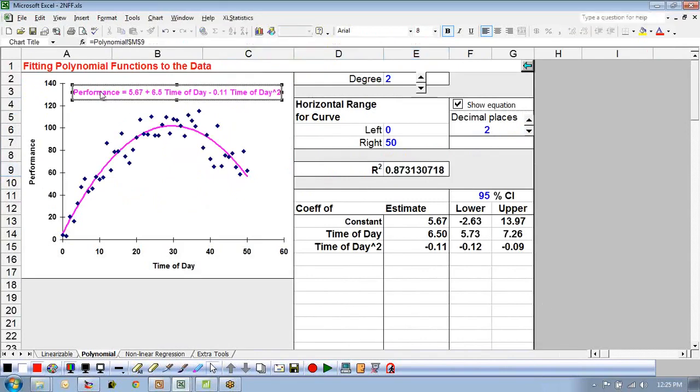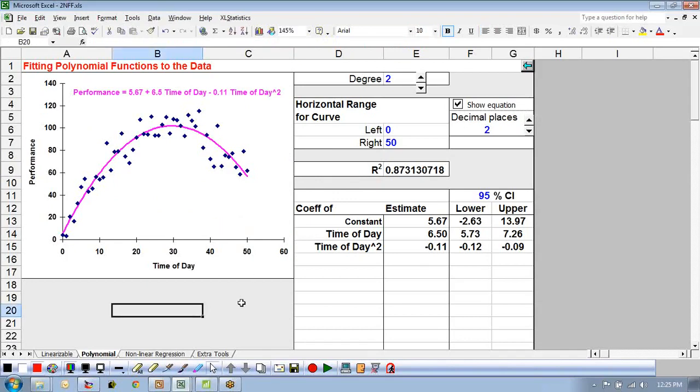Okay, and there we have it. There's our model right there. So again, this looks like a pretty darn good model if you were going to use this to predict the performance of an employee based on the time of day. If you had this data, it looks like that's not a bad model. It certainly is a lot better, 87% r squared, and fits the data pretty well without being overfitting. We're only using a 2-degree polynomial, which isn't too bad.